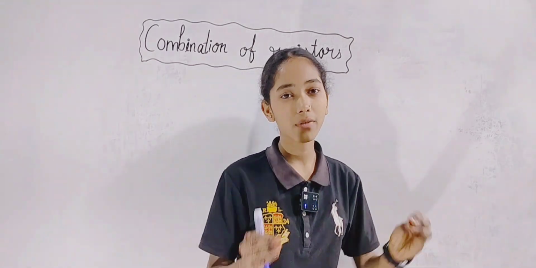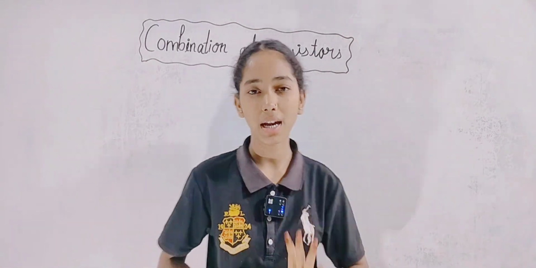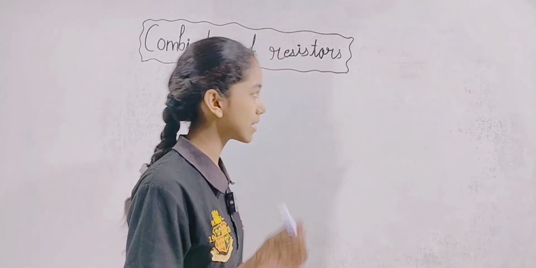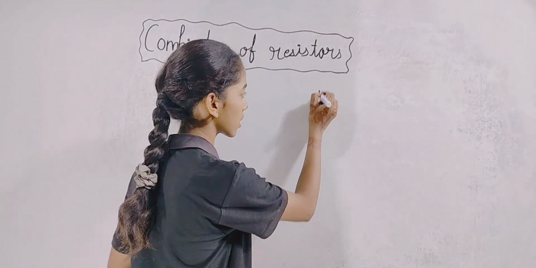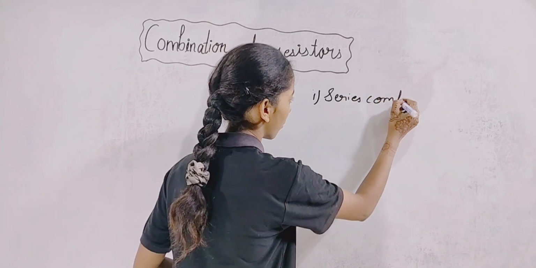We all know that we have two types of combination, that is series and parallel combination. Step by step we will discuss. First we will discuss series combination.